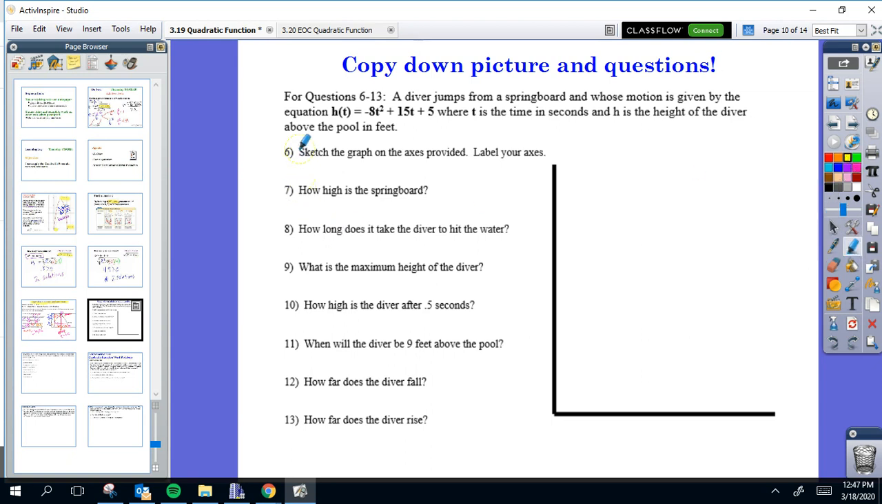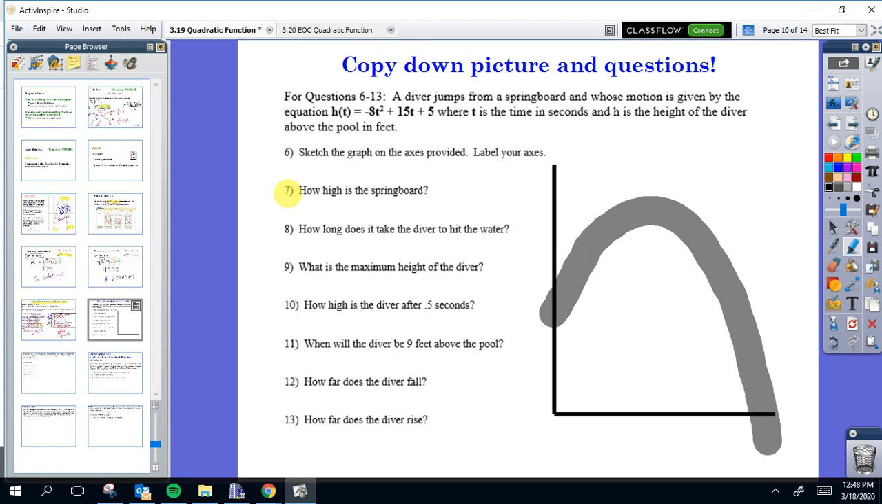All right, so in reading these questions, let's figure out which ones we want to do first. The first one says sketch the graph. Now I need a lot of information to do that, and I don't have all of it yet, so I'm going to hold off on number 6. Number 7 says, how high is the springboard? I can do this one easily because it's already in the equation. How long does it take for the diver to hit the water? You don't have to copy this down, but if I imagine that, that would be towards the end right here. I haven't solved that yet, so we're going to take a pause on this.